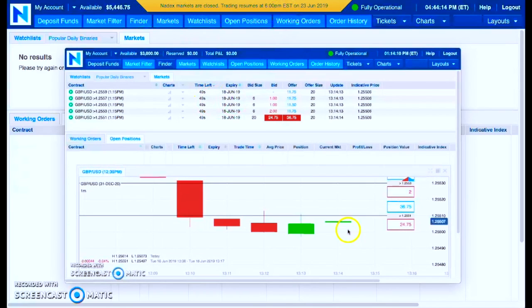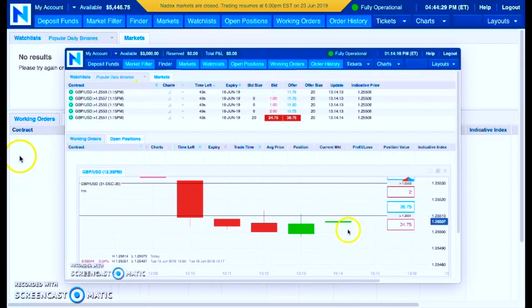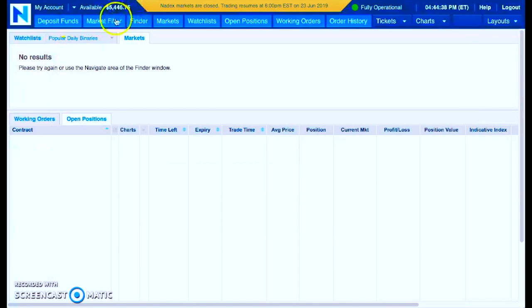And today being the 22nd, this is Saturday. Yesterday ended last week, which was June 21st. So this is the week ending June 21st, when on June 18th the balance was 3,000. So the current balance is what you see up here, the 54.46.75.